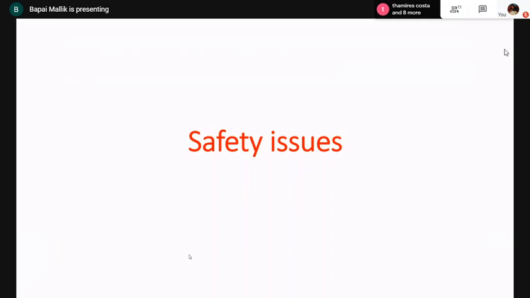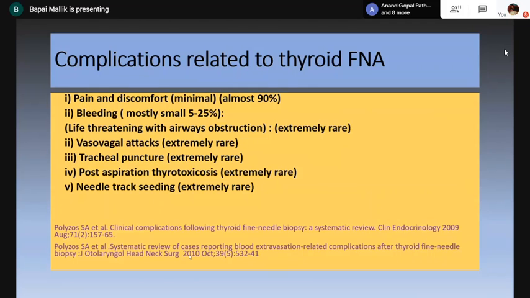Let's begin with some of the basic safety issues. Regarding the complications related to thyroid FNA, the most common is not exactly a complication, but just an issue: pain and discomfort. Most people would complain of a little bit of pain and discomfort. The important things to remember are things like bleeding, which is mostly small, 5 to 25% according to most series. Those leading to life-threatening airway obstruction are extremely rare, and so are vasovagal attacks, tracheal puncture, post-aspiration thyrotoxicosis, and needle tract seedings. If any of you would like to find out more about these, there are some links at the bottom of the slide.